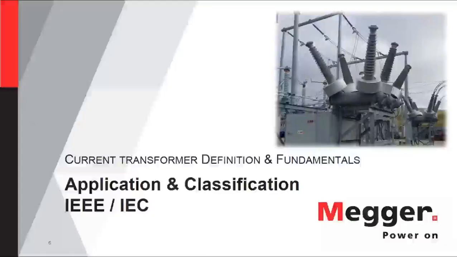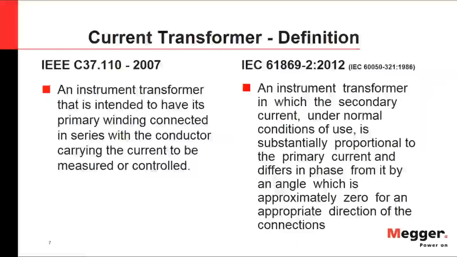So let's start with the application and classification of current transformers. And basically, we have two main standards. We have the IEEE ANSI standard, and we have the European or international standard from IEC. In IEEE C57.13.1, the definition of a current transformer is an instrument transformer that is intended to have its primary winding connected in series with the conductor carrying the current to be measured or controlled.